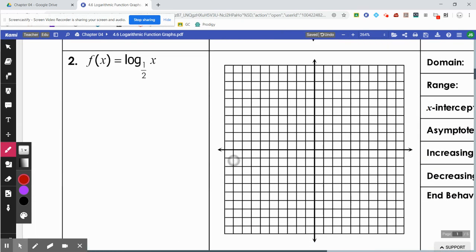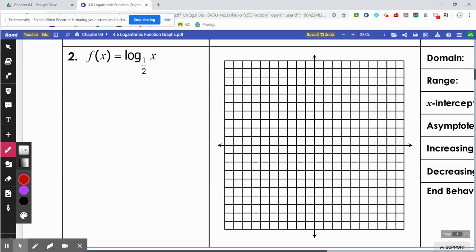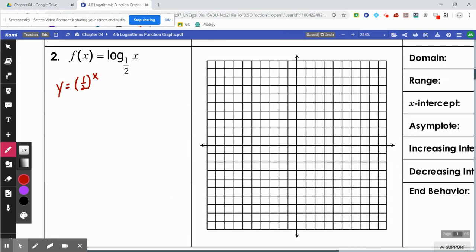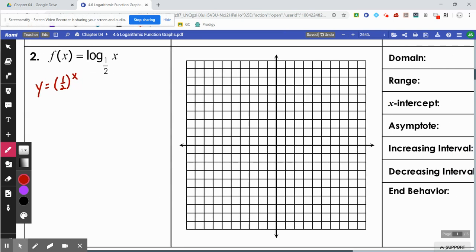Next up, we're graphing y equals log base 1/2 of x. So the inverse of that would be y equals 1/2 to the x power. And here's another way you can graph it. You could actually just plot those points.